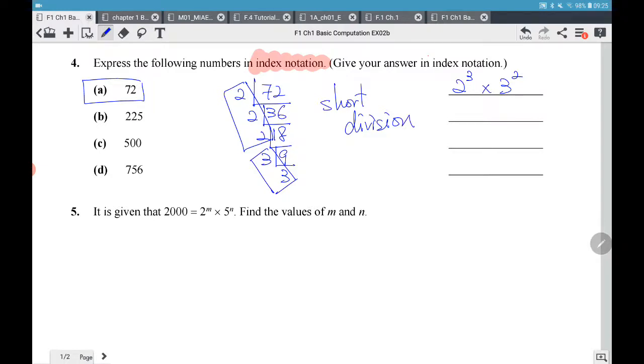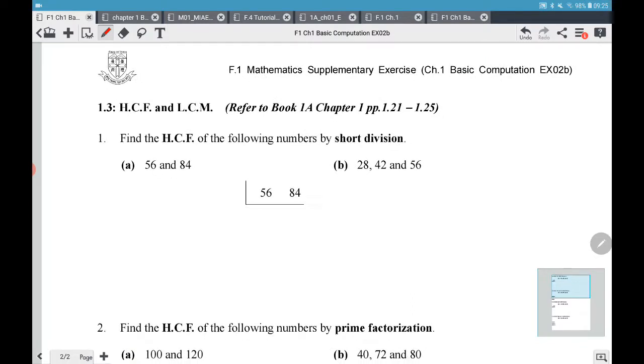Therefore, for question 5, it looks very difficult. Actually, we just need to do the same things as question 4. We are going to do the short division for 2000. And then after the short division, you can count how many 2s are in here, and at the same time, you can count the number of 5s in here also. Okay? So we go to the next page.